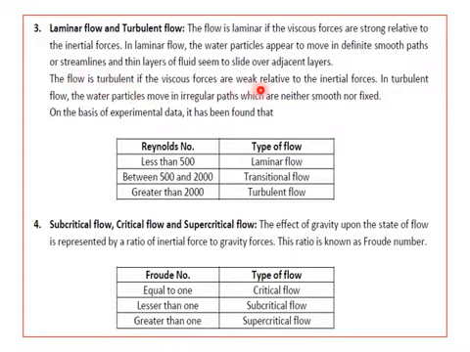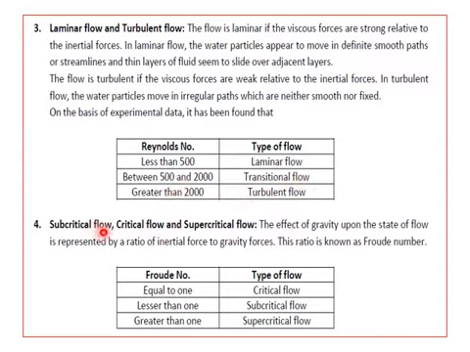Here the viscous forces are weak relative to the inertial forces. So it is always classified based on Reynolds number. If Reynolds number is less than 500, then it is laminar flow. If it is between 500 and 2000, then it is transitional flow. If it is greater than 2000, then it is turbulent flow.